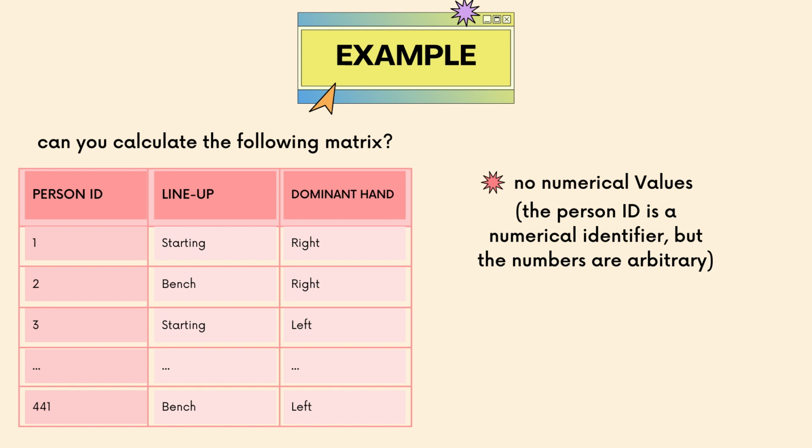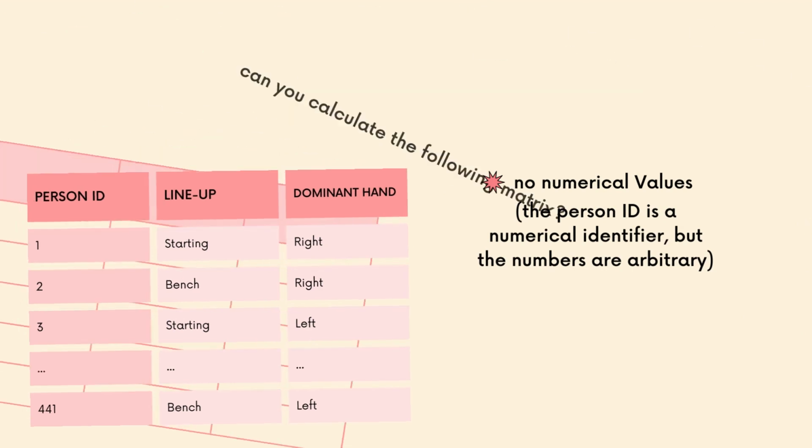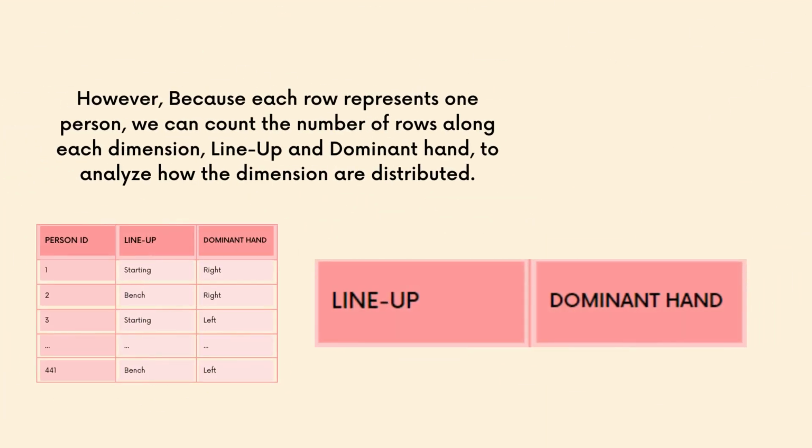In a table such as this, notice that there are no numerical values. The person ID is a numerical identifier, but the numbers are arbitrary, so there are no obvious calculations to perform. However, because each row represents one player, we can count the number of rows along each dimension, lineup and dominant hand, to analyze how the dimensions are distributed.